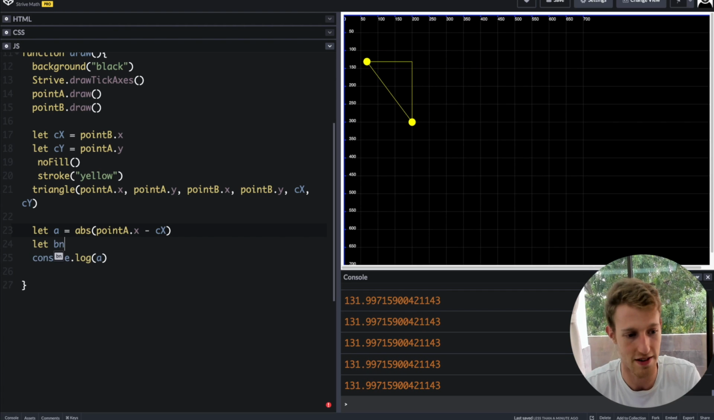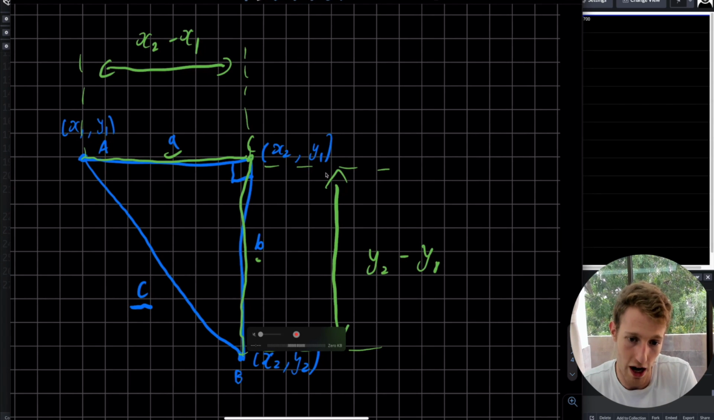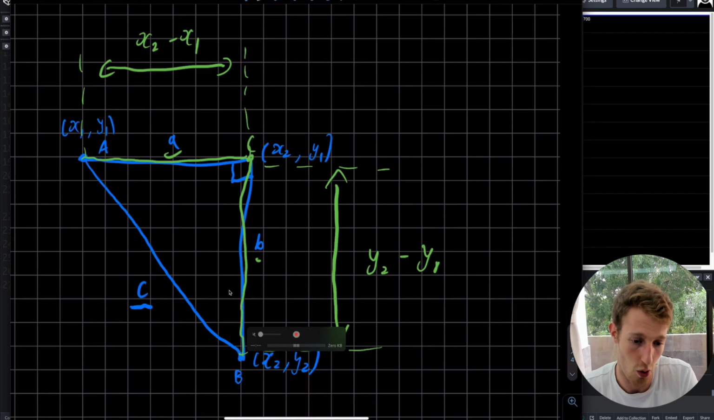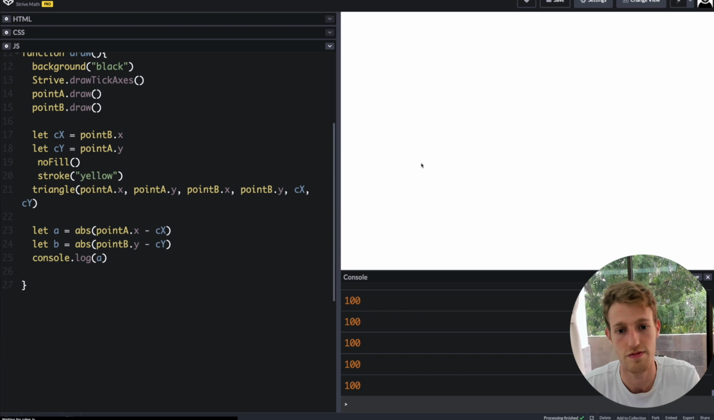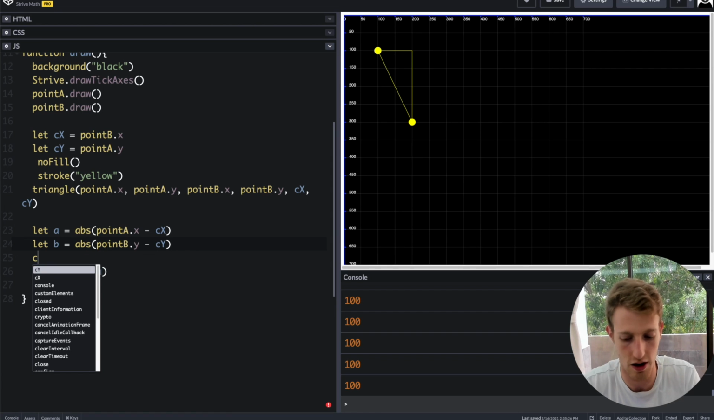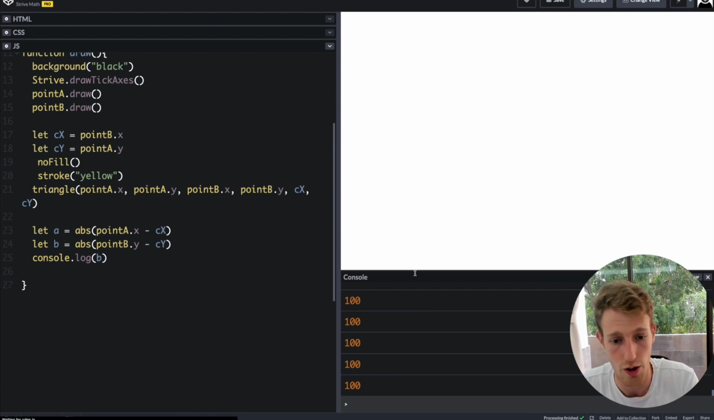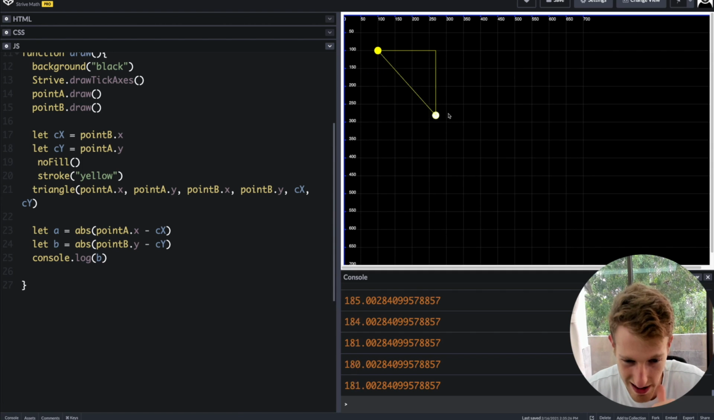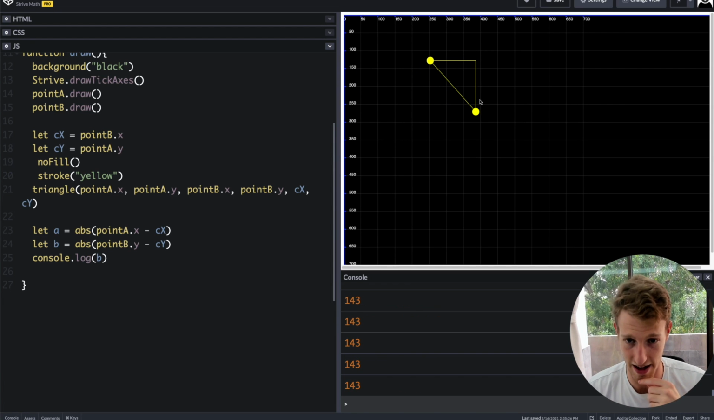And then we can do the same for distance b. We can say let b is equal to ABS of point B dot y minus Cy, to remind us, y2 minus y1. If we console.log b, let's replace a just to make sure this is working, we should now get something different. Perfect, 200. And we can see as we move it up or down, it changes. We move it left or right, it doesn't change much. It changes a little bit because I'm not moving in a perfectly straight line. But cool, we now have this distance over here and this distance over here.